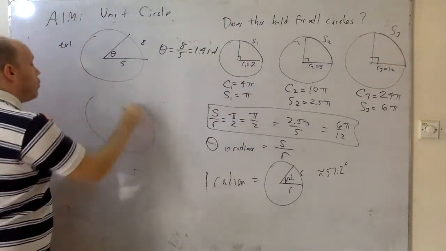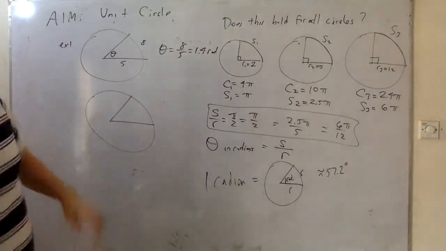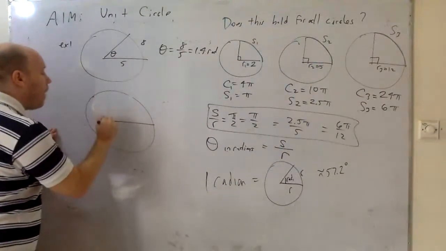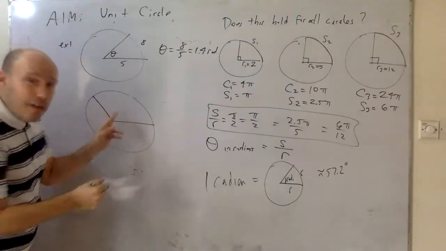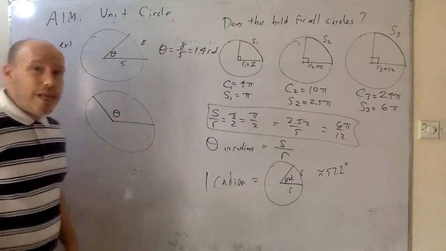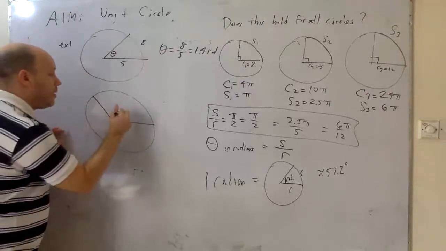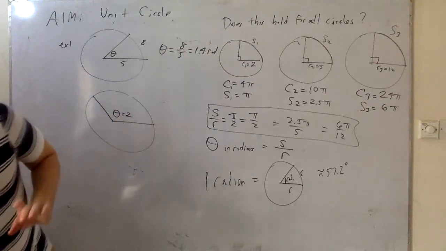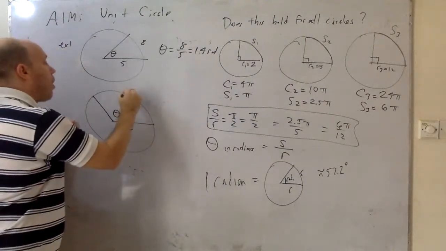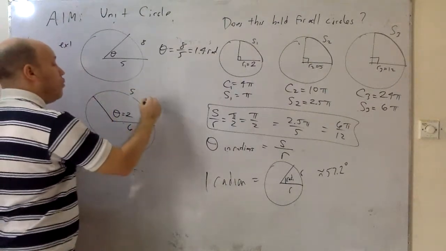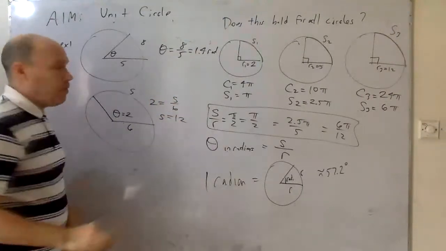I could ask you another question, but it all comes down to this. You got a circle, you put a central angle in here, you have a rotation. For example, this is equal to 2. The radius is 6. What's the arc length? You're like, fine. 2 equals s over 6, s equals 12.